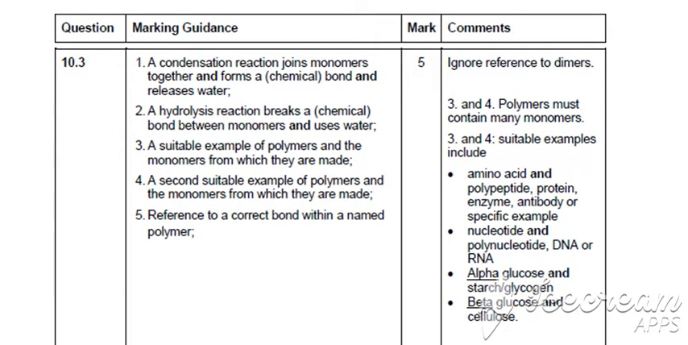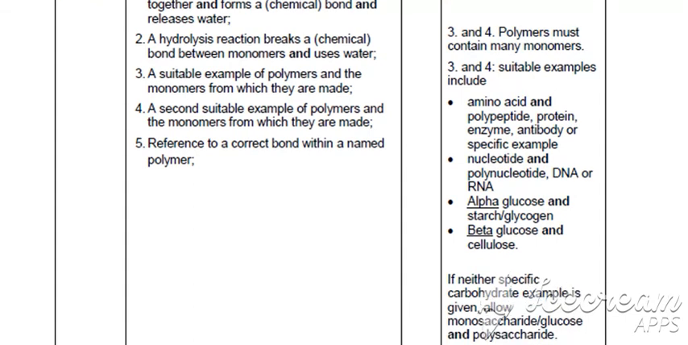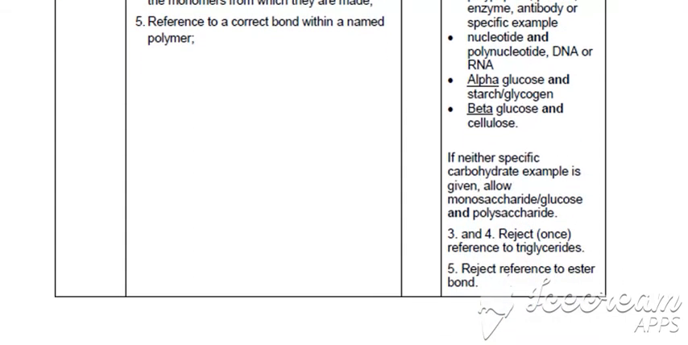It is important we use polymers when we are describing these, and not just monosaccharides, or the idea of monosaccharides forming disaccharides, or the amino acids joining together to form a dipeptide. We must be specific about our polymers. But if neither specific carbohydrate example is given, then they will allow the idea of glucose and a polysaccharide. They are rejecting any reference to triglycerides or the idea of ester bonds.